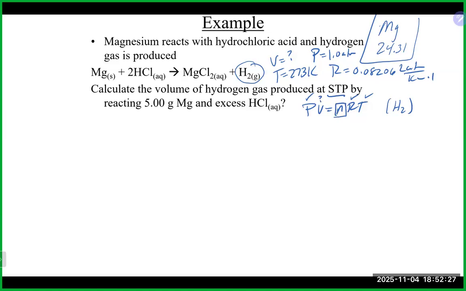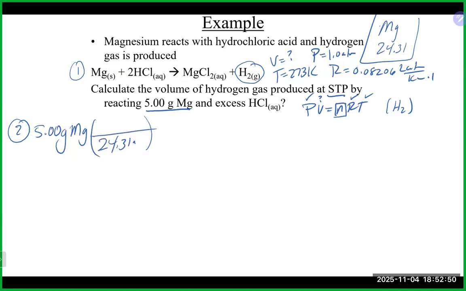We are once again missing the moles for the H2, and that is where the 5 grams of magnesium is going to come into play. We're going to use stoichiometry to get to how many moles of hydrogen we produced. So we have a balanced equation. We're going to take what they gave us and convert it into moles. So 5 grams of magnesium, molar mass from the periodic table, 24.31 grams per mole magnesium. Again, the mole-to-mole relationship between those two looks like a 1-to-1. So that's not too bad. 1 mole of magnesium will give me 1 mole of hydrogen.